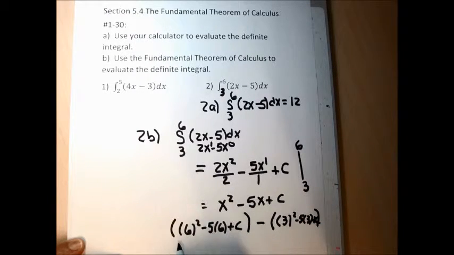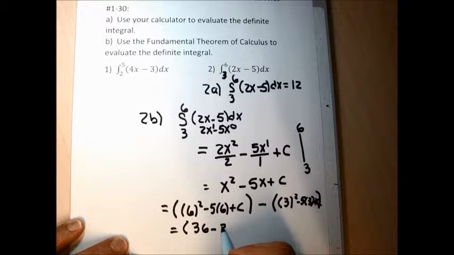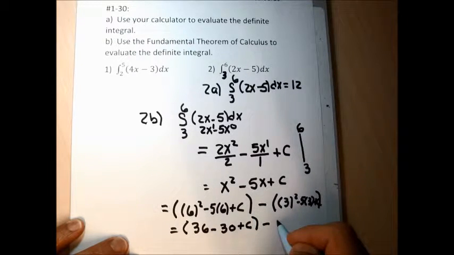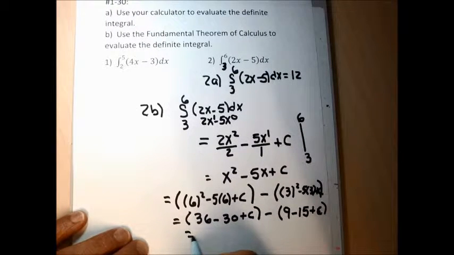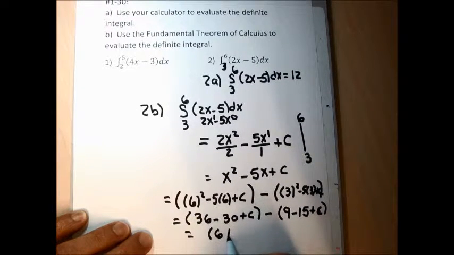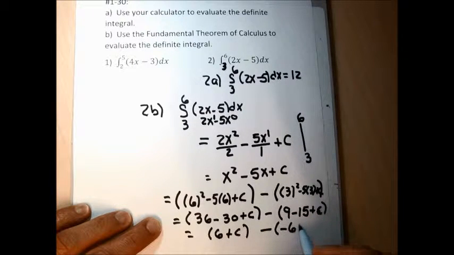This parentheses comes out to be 36 minus 30 plus c, minus, and this comes out to be 9 minus 15 plus c. So this whole parentheses comes out to be 6 plus c. This whole parentheses comes out to be negative 6 plus c.